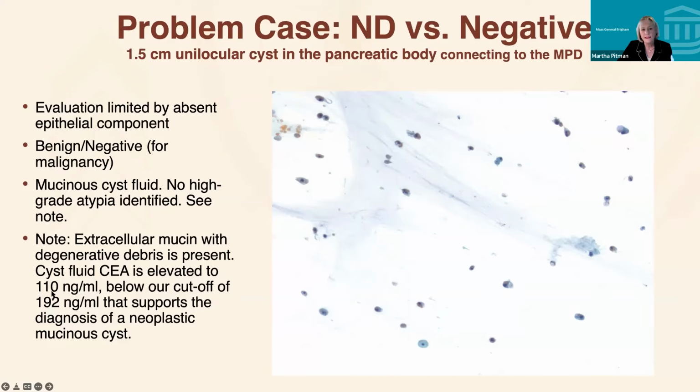I have an elevated CEA, but it's not at my cutoff of 192. So it's elevated, but I have to stick to my criteria of 192. So I can't put it in the neoplastic mucinous cyst category or the pan-low category, but I don't really want to say it's non-diagnostic. So as long as I explain what I see, that I don't see high-grade epithelial atypia, it doesn't look high risk, I'm comfortable saying that it's in negative for malignancy and the patient could be managed.